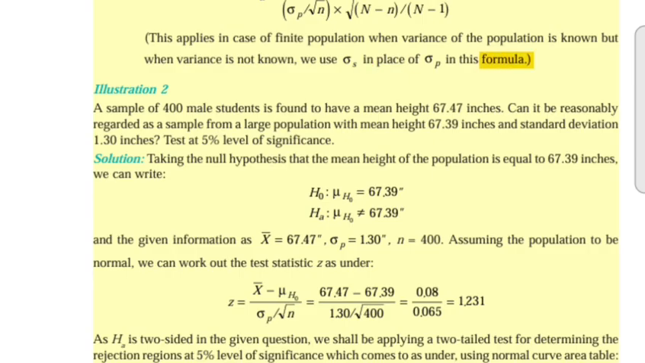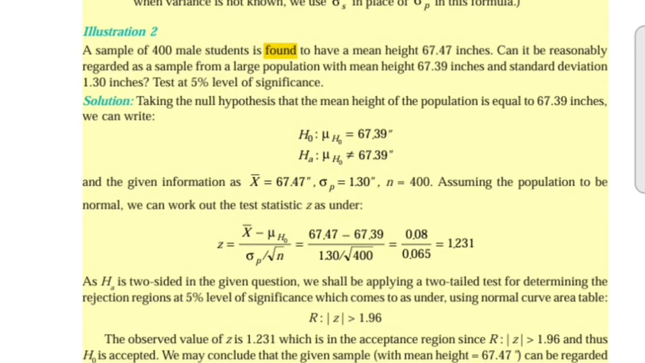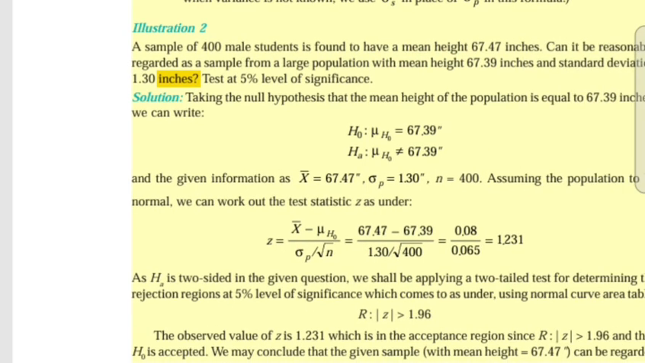Illustration 2. A sample of 400 male students is found to have a mean height of 67.47 inches. Can it be reasonably regarded as a sample from a large population with mean height 67.39 inches and standard deviation 1.30 inches? Test at 5% level of significance.